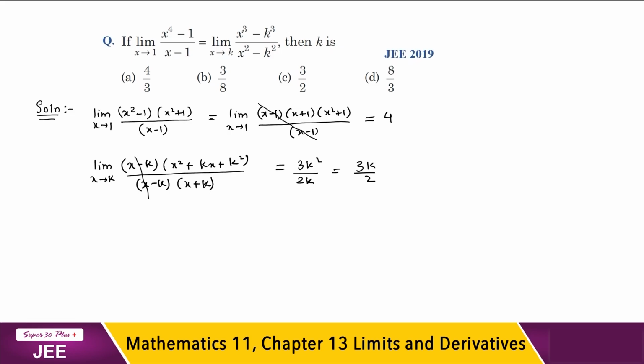Now since both of these limits are equal, we can say that 3k by 2 has to be equal to 4, because over here it is 3k by 2 and from this limit we got 4. So k is equal to 8 by 3, which is given in option D. So this was a pretty simple problem which was based on finding the limit using the method of factorization. I hope everybody must have understood this particular question.